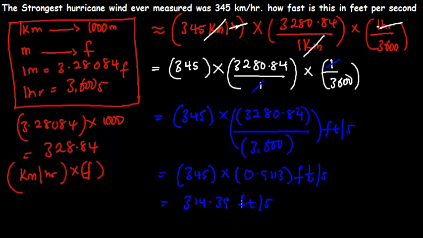At this point, we can conclude, as said, the strongest hurricane wind ever measured at 345 km per hour is approximately 314.39 feet per second.